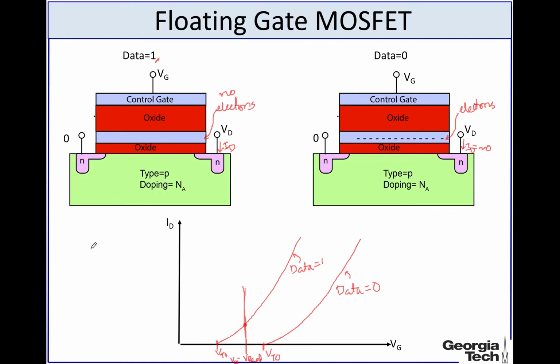And most importantly, this is non-volatile, meaning that even if you turn off the power, these electrons for data 0 will remain there even if you put the VDD to 0, and as a result this device will always remember if it were in a data value 0 state. On the other hand, if it's in data 1, there are no electrons, so even if you turn off the power and turn it on, there will be no electrons to begin with, so it will again give you a high current when you read it. Alright.